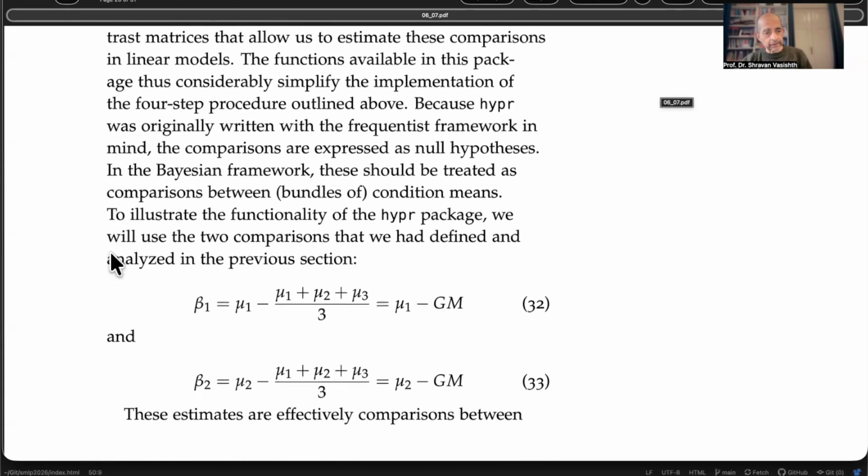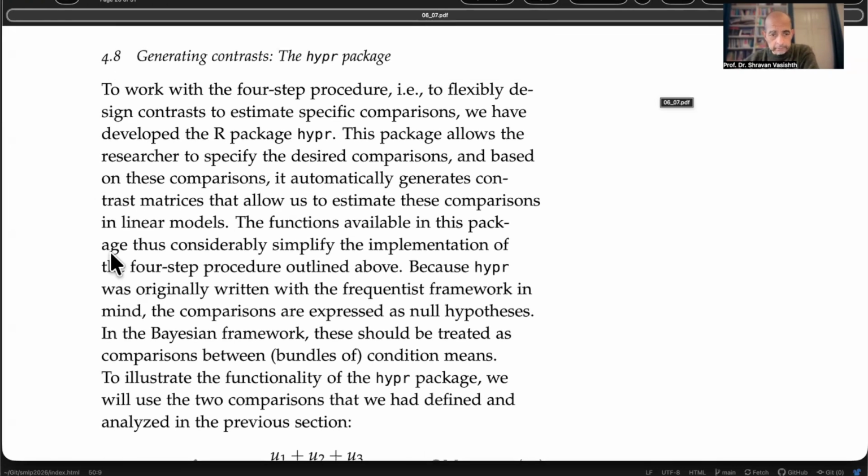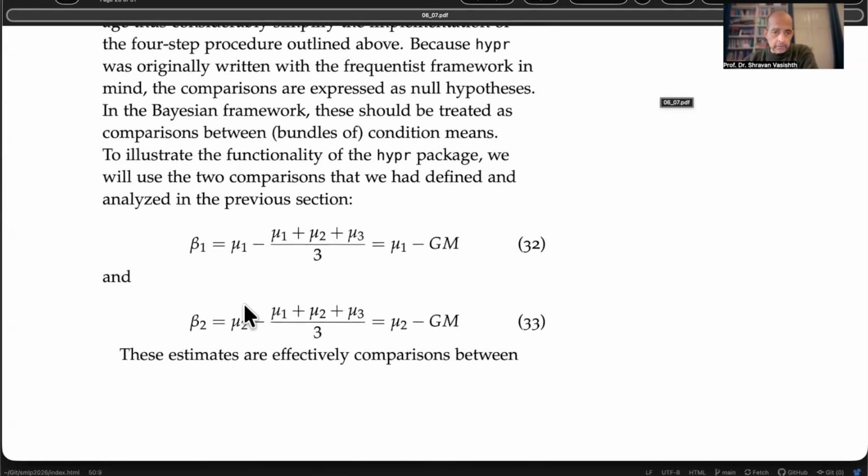So let's try out some examples, right? So suppose we have 3 conditions, and one of our hypotheses is that the mean of the first condition is different from the mean of all the conditions, so the grand mean. Okay, so is the difference between the mean of the first condition and the grand mean different or not? So the null hypothesis would be that this difference is 0, right? So that would be one null hypothesis.